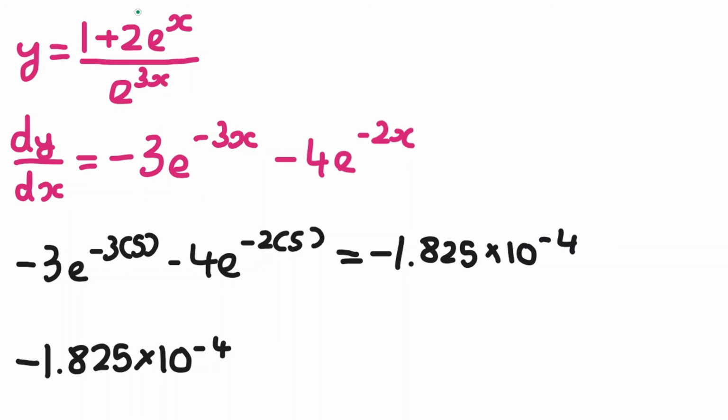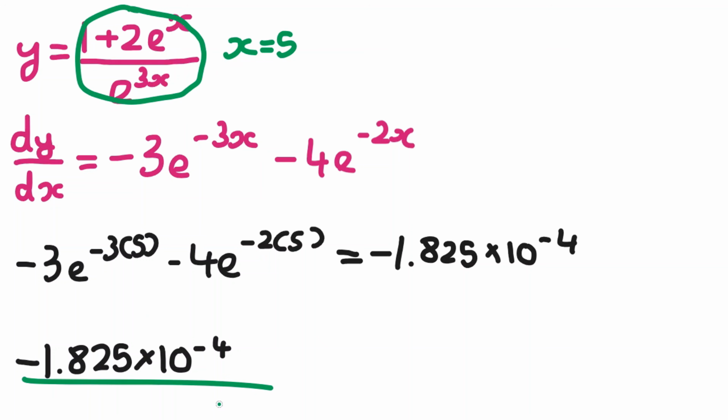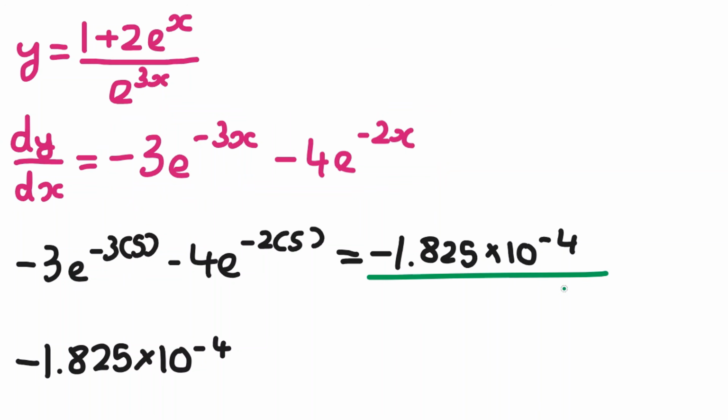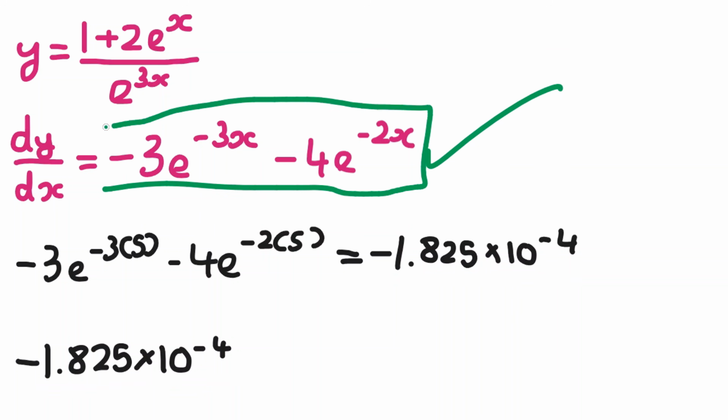So in the first step, our calculator has differentiated this expression on its own and then subbed in the value of x is equal to 5 and got out the value of minus 1.825 times 10 to the minus 4. And in the second step, we have used a derivative that we figured out ourselves previously and also subbed in the value of x is equal to 5 manually, and we have also got out the value of minus 1.825 times 10 to the minus 4. And because these two values are the same, this tells us that this answer here is correct.